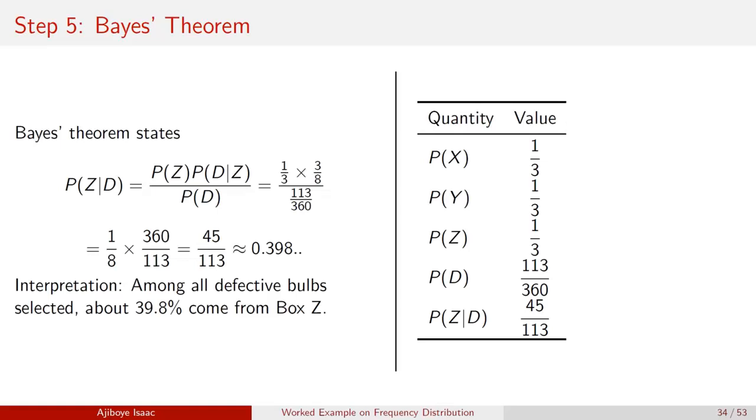We can therefore apply Bayes' theorem: the probability that a defective bulb is from box Z will be the probability of a defective bulb from box Z times the probability of Z over the probability of the total defective bulbs, which gives us 1 over 3 times 3 over 8 divided by 113 over 360. That will give us 0.398. Among all defective bulbs selected, about 39.8% came from box Z, and we can see that in the table display.